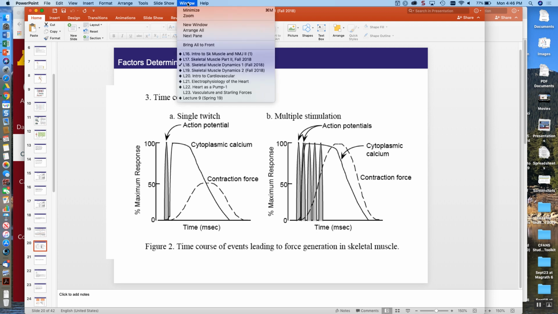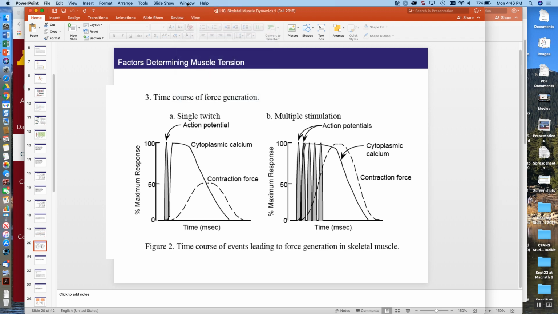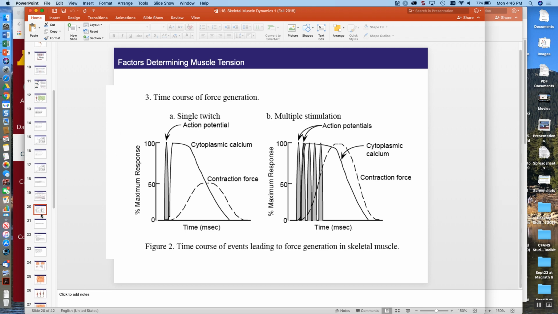So, you guys feel pretty good about that? Okay, it's about tightening up those elastic elements. That gives you a more forceful contraction.